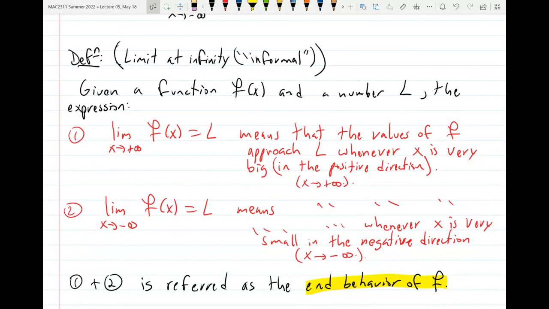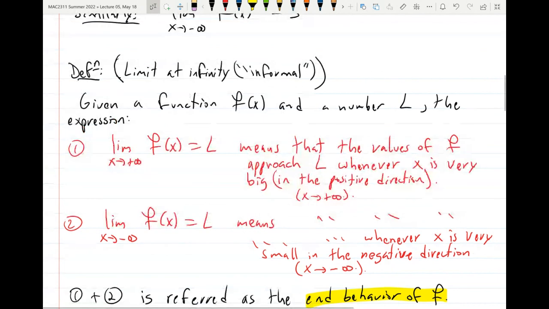Okay, guys. So last time in our last class, the last thing that we discussed was a limit at infinity. And I just wanted to remind you of the definition. Basically, whenever we say the limit as x approaches positive infinity of a function equals a number L, all we're saying is that the values of the function f approach this number L whenever x is very big in the positive direction.